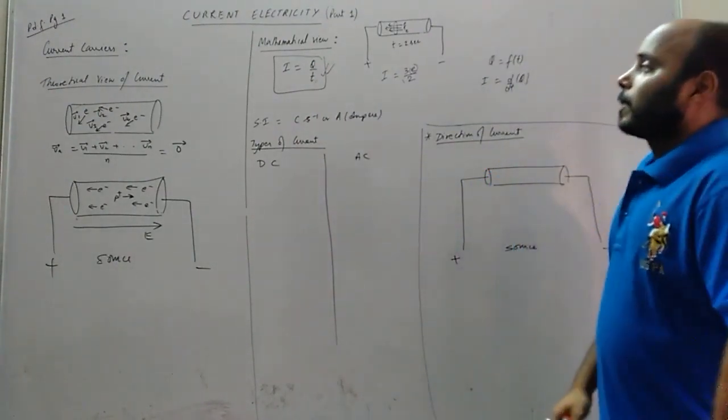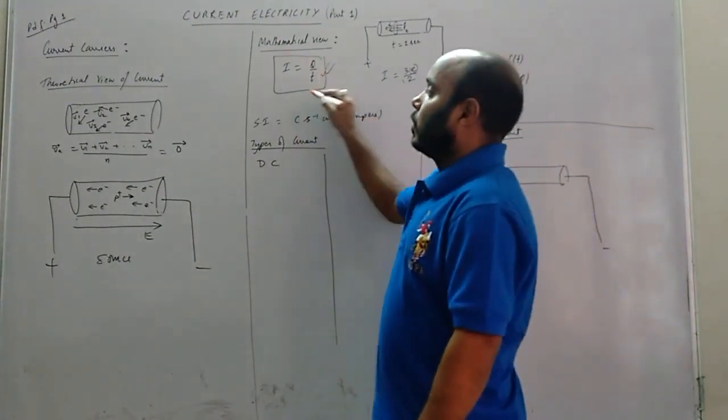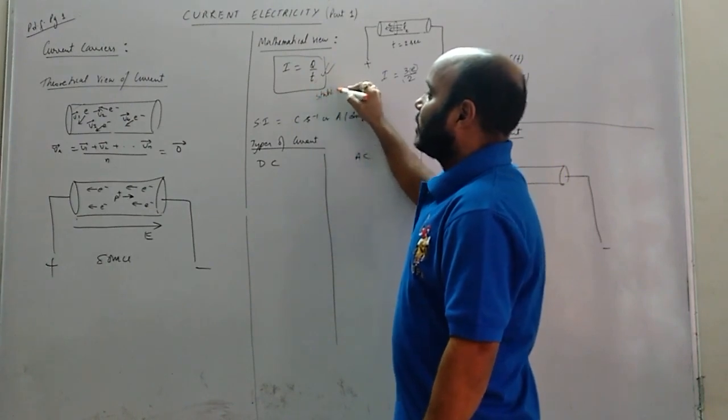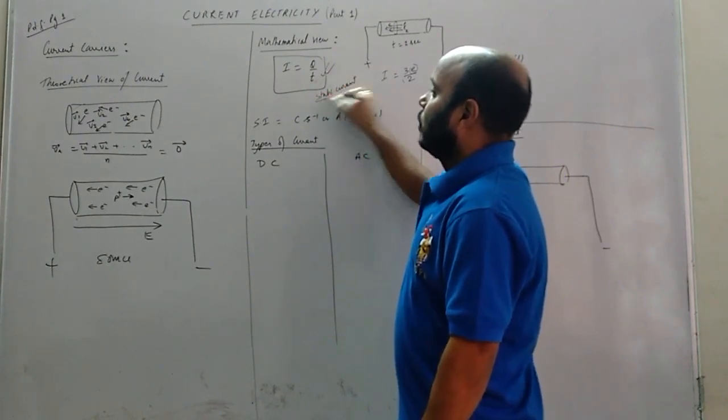Now this type of current is called static current. Now why static current? Listen very carefully here. It is also called constant current.